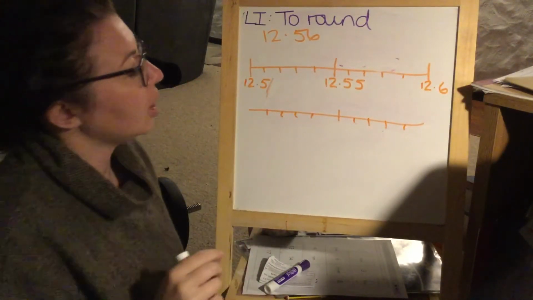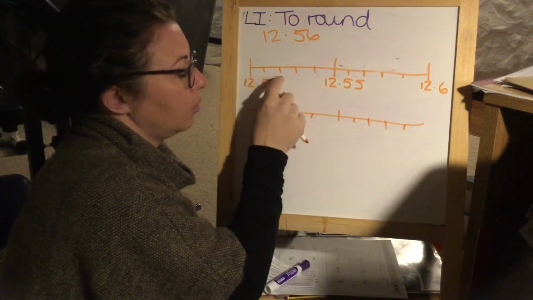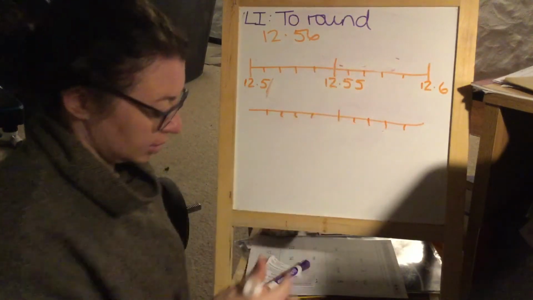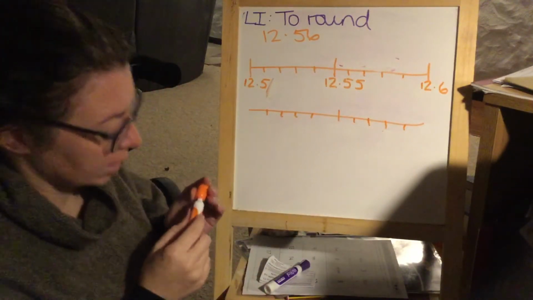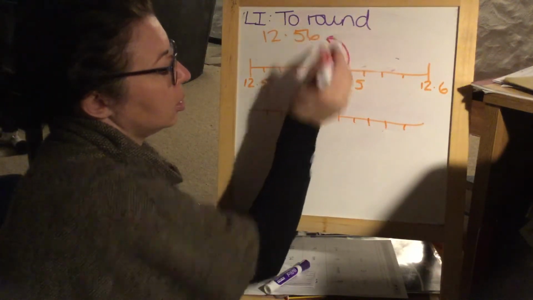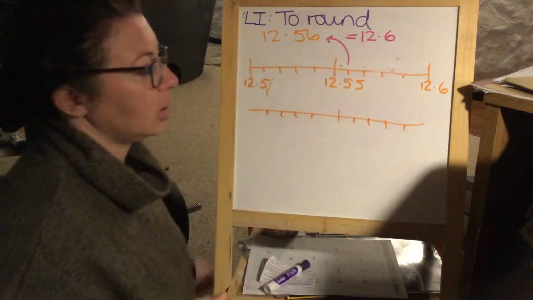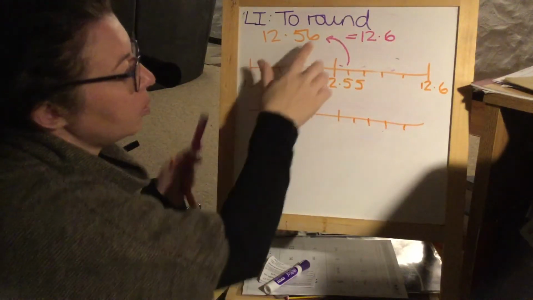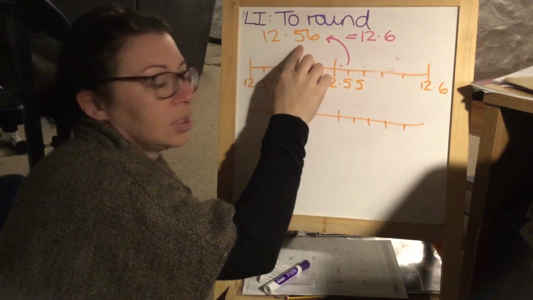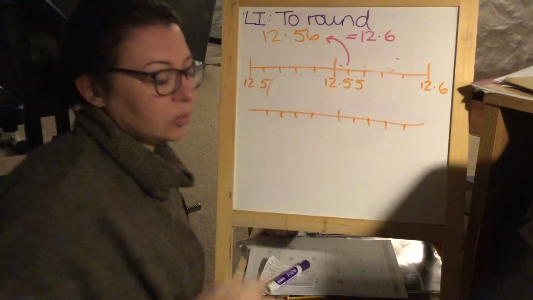So if we were thinking where 12.56 would go, we would have 12.51, 52, 53, 54, 55, 56. So 12.56 would go here, which means that would round to 12.6, okay? Because the number we're looking at, the one next to the 1 decimal place column, the tenths column, is 5 or greater, it rounds up.